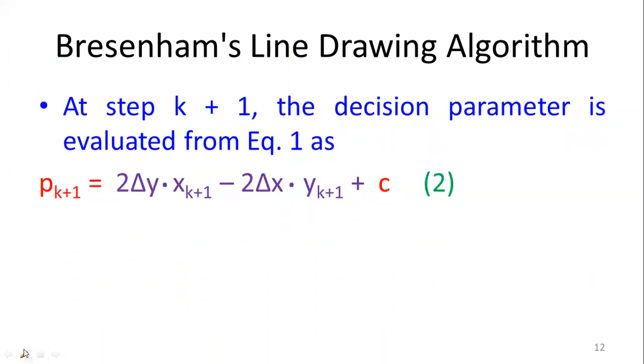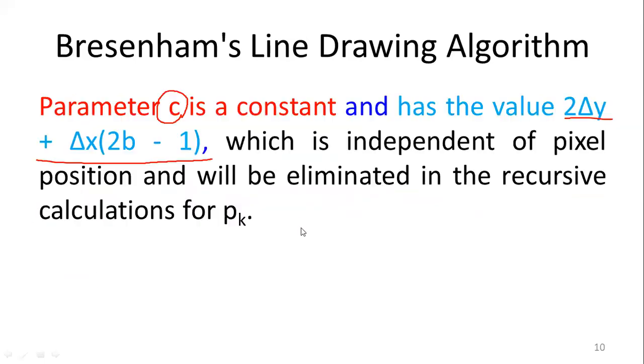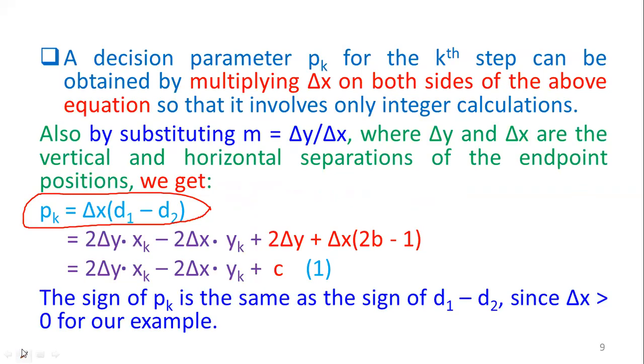Okay, now next point. Now look at here. What is pk? Pk is 2 delta y into xk minus 2 delta x into yk plus c. Then what is pk plus 1? Pk plus 1 will be 2 delta y into xk plus 1 minus 2 delta x into yk plus 1 plus c.